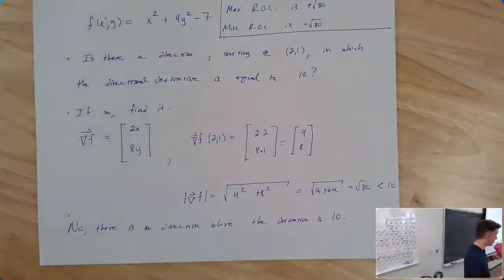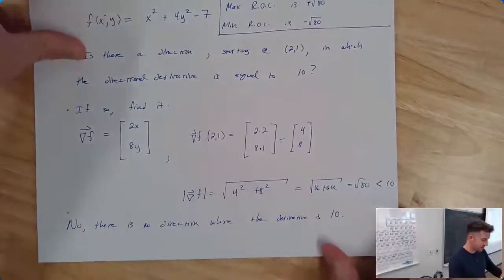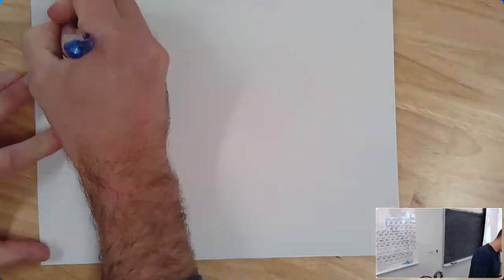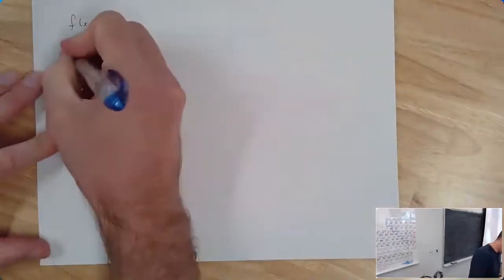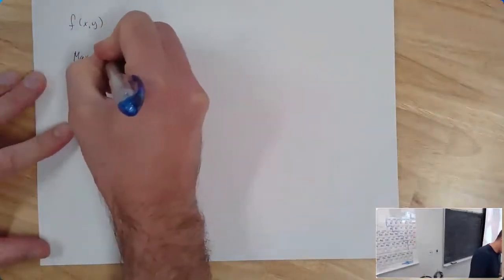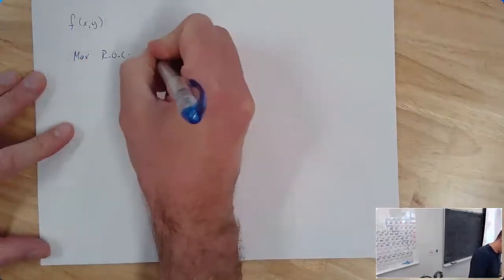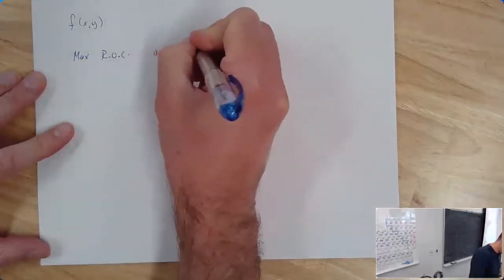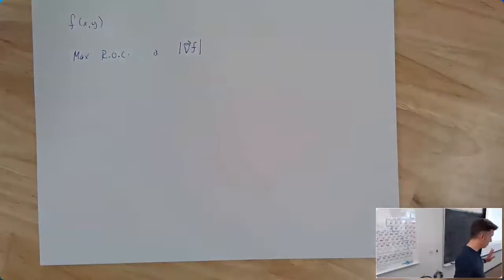I thought for max rate of change, we put the gradient over the magnitude. We don't, so there's two different things, so let's just speak very generally here. When you're talking about a function of x and y, the maximum rate of change is the magnitude of the gradient at whatever point. It's just the value, it's the number.